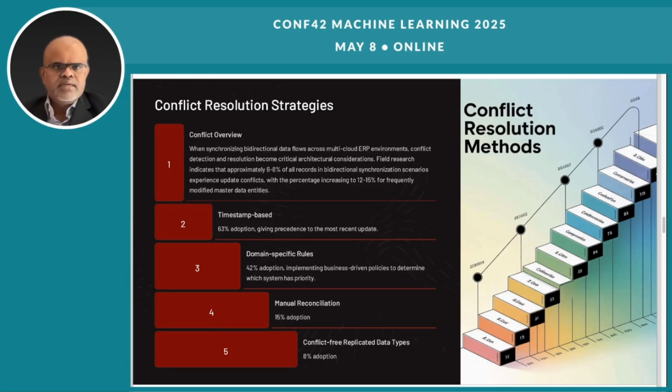With latency and data integrity challenges, there needs to be a conflict resolution strategy. In multi-cloud ERP, there are a lot of bidirectional data flows between the cloud ERP systems. First, we have to detect the conflict on time, and also provide proper resolution to handle the integrity and data conflicts. Research indicates that approximately 6 to 8% of records in bidirectional synchronization scenarios experience these update conflicts. This percentage may increase up to 12 to 15% if the data is modified frequently across the multi-cloud ERP systems. So there are certain strategies available for us to resolve this conflict.